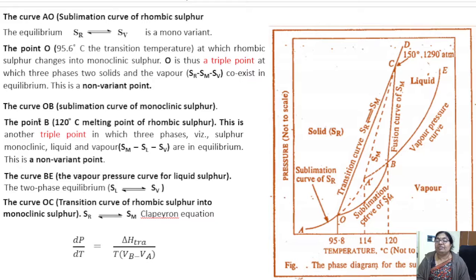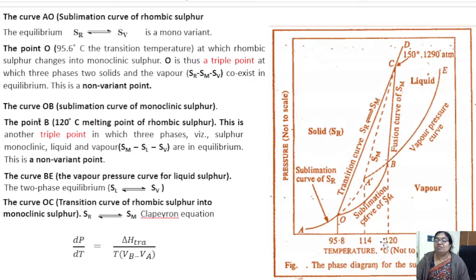So next we go for the one where, along BE, the temperature increases. Then sulfur exists in the vapor form, and as we increase the pressure, in a short period sulfur also exists in the liquid form.